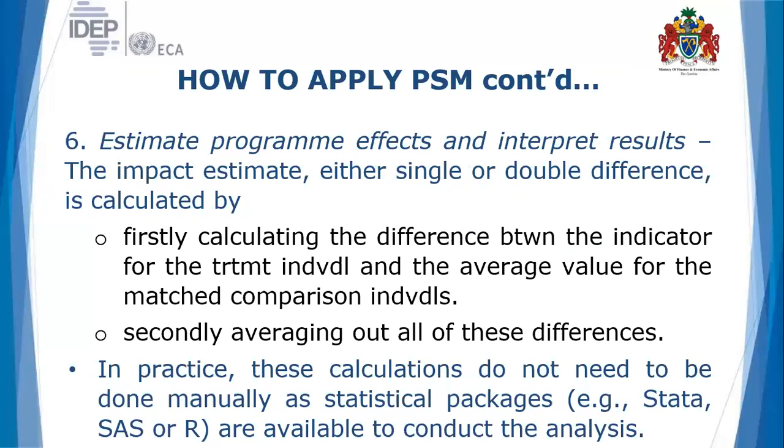So how is estimation of effects done? First, calculating the difference between the indicator of the treatment individual and the average value for the matched comparison individuals. Second is averaging out all these differences. Note that in practice, these calculations do not need to be done manually, as statistical packages like Stata, SAS, or R are available to conduct this analysis.